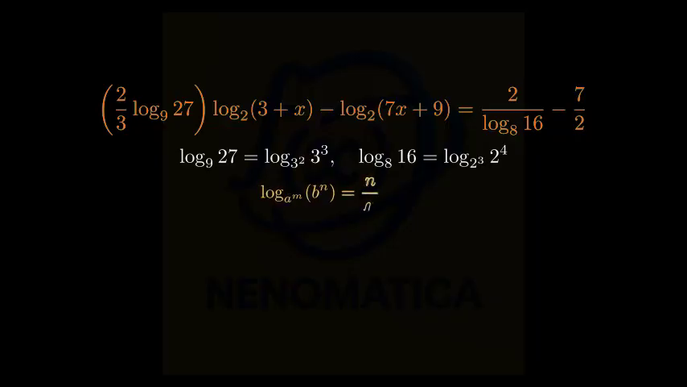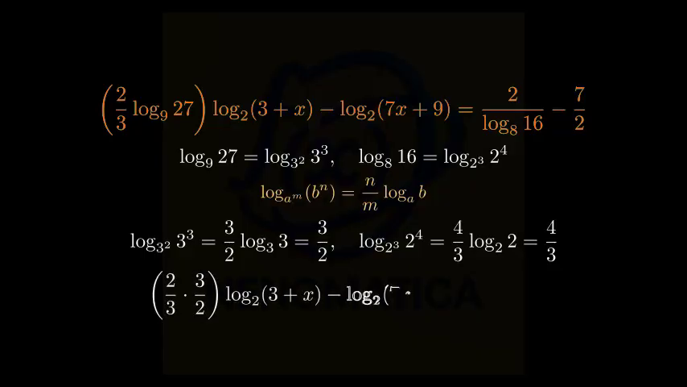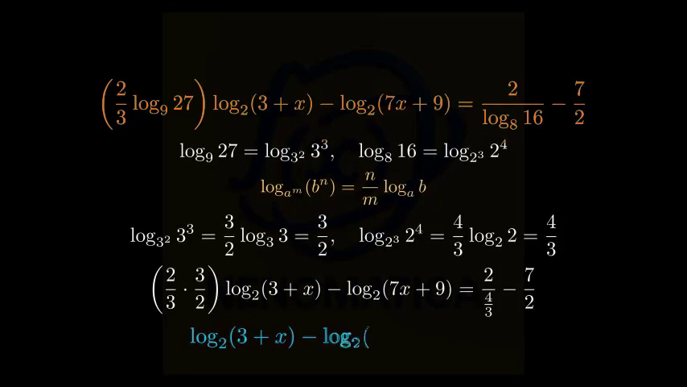Use the power rule for logarithms: log base a to the m of b to the n equals n over m times log base a of b. This makes the first constant 3/2 and the second constant 4/3. Now substitute these values back. 2/3 times 3/2 equals 1, so the coefficient of log base 2 of 3 plus x is 1. On the right, 2 divided by 4/3 is 3/2, and 3/2 minus 7/2 equals negative 2.